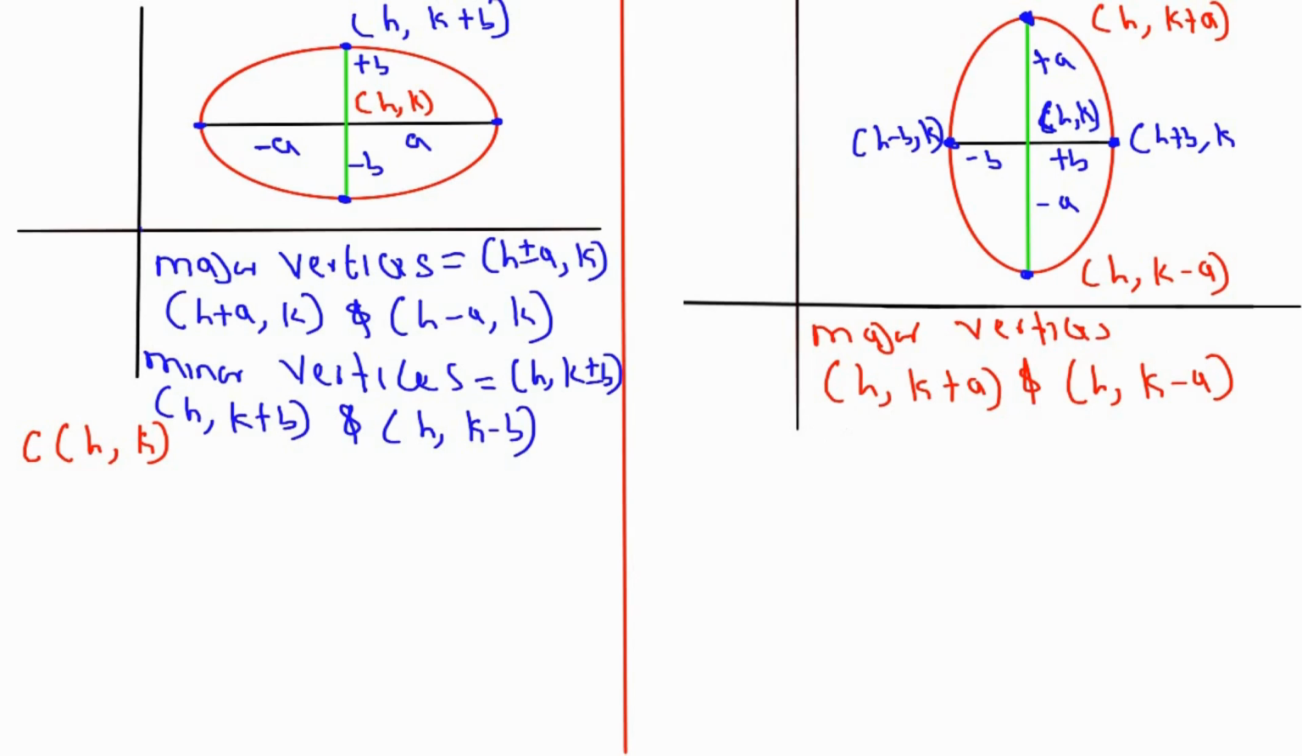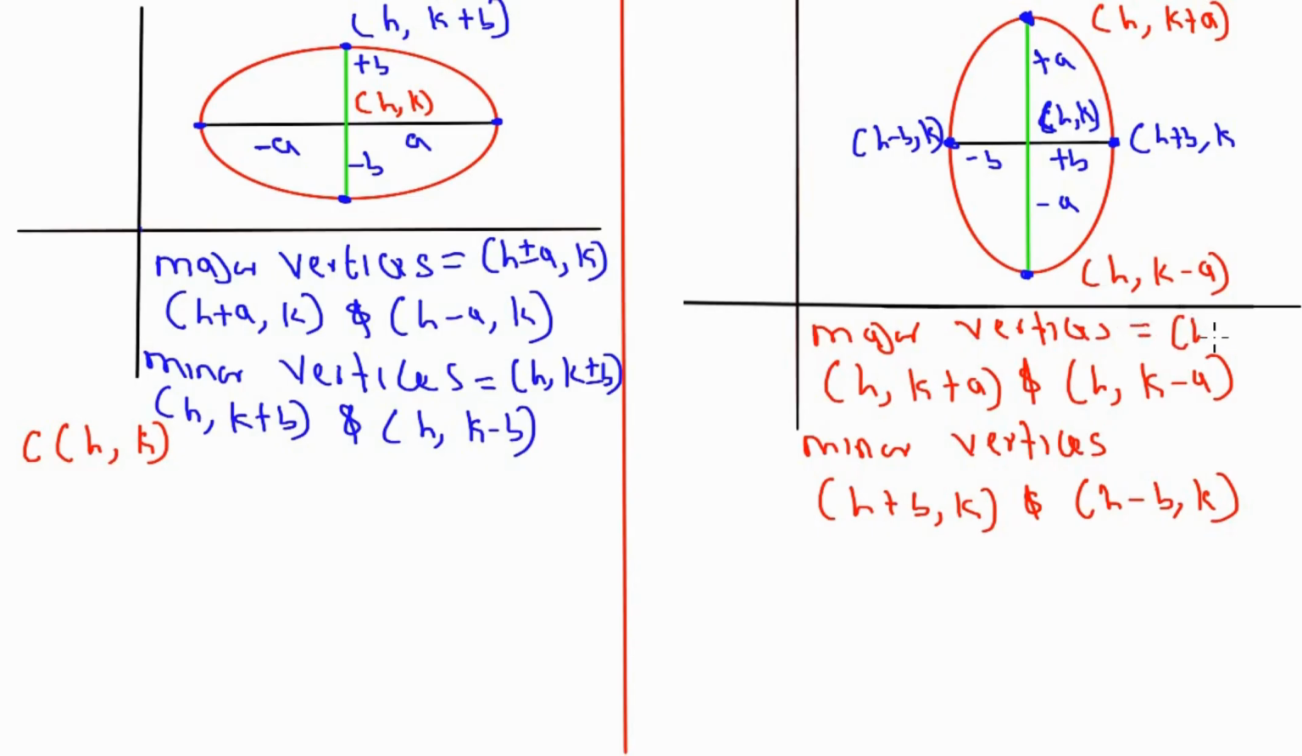So therefore, the minor vertices would be in bracket h plus b, comma k, and h minus b, comma k. So in a compressed form, you can have this one as h comma k plus or minus a, and you can have this one as h plus or minus b, comma k. So the choice is yours. So that is the major and the minor vertices for the two ellipses.